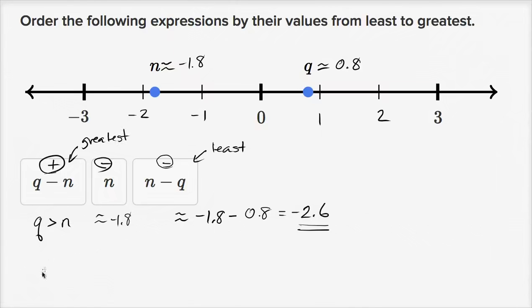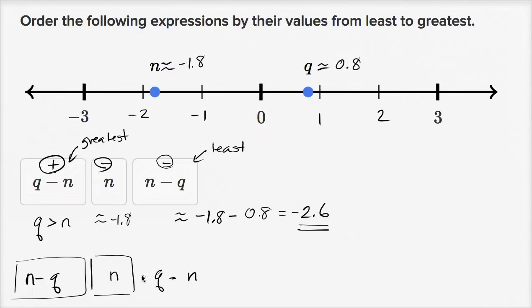And so if we wanted to order them, we would go n minus q. If you're doing this on the Khan Academy exercise, you can actually click on these and move them around. But if we can't, it'll be n minus q, which is the most negative. Then you have n, which is still negative, but not as negative. This is roughly negative 1.8. This is roughly negative 2.6. And then q minus n, which is going to be roughly positive 2.6. So this is the greatest.